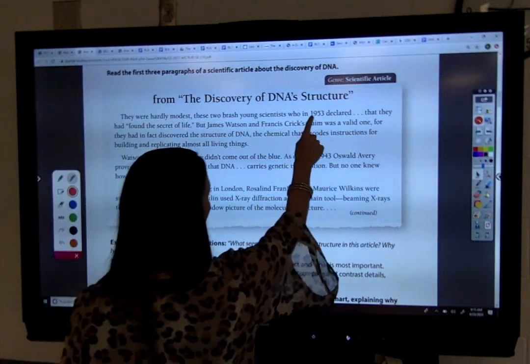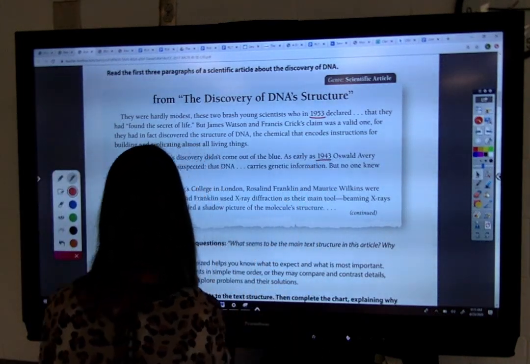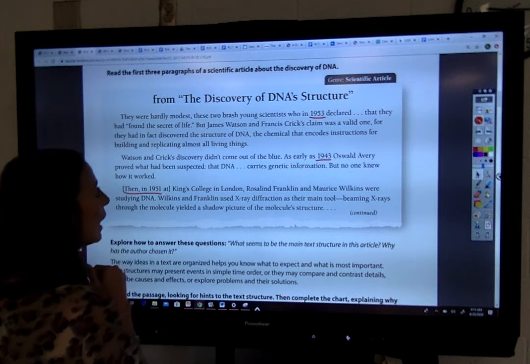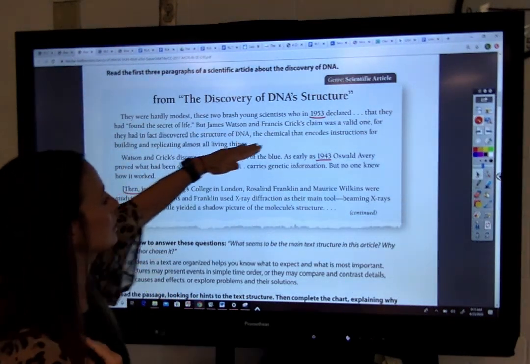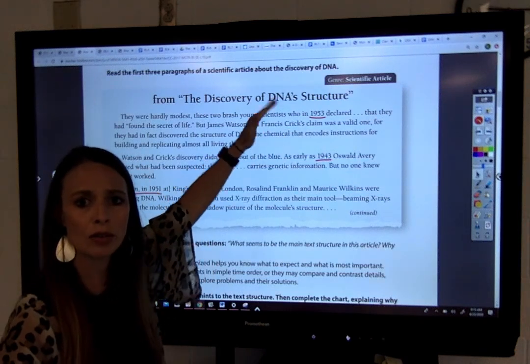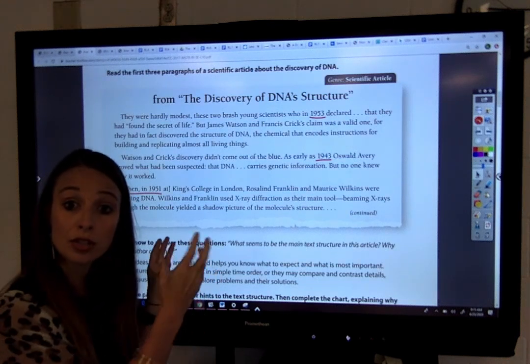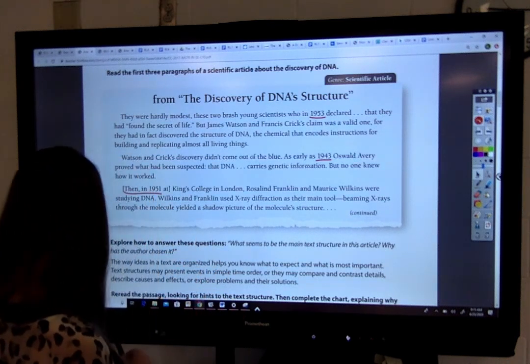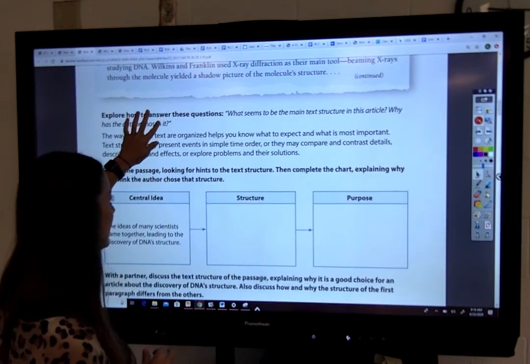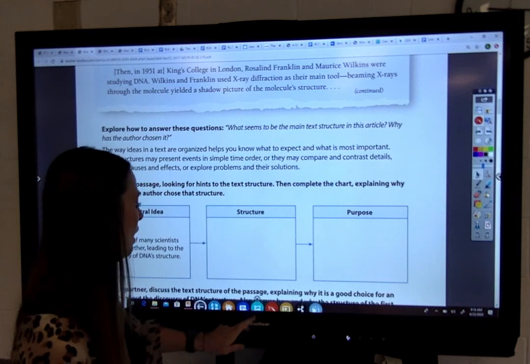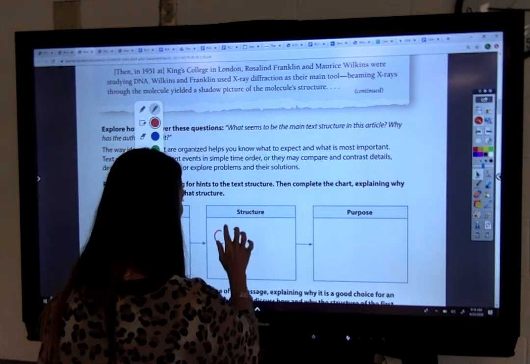I noticed dates, 1953, 1943, and 1951, and I noticed that they're talking about the discovery of DNA, and it looks like they're telling me how it happened over a time frame. So just by those dates and from my knowledge of the central idea of what it's about, I can determine that so far the main structure is going to be chronological. So I would write chronological right here. I can't get it to move over. So I'm just going to put chrono.